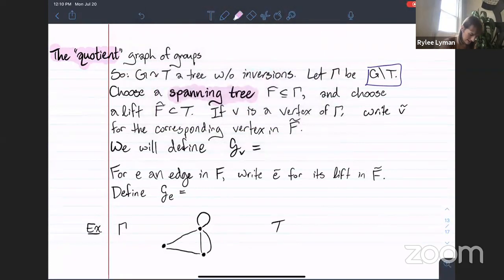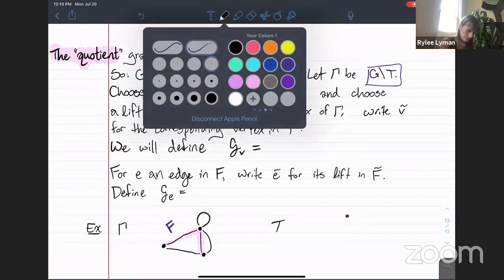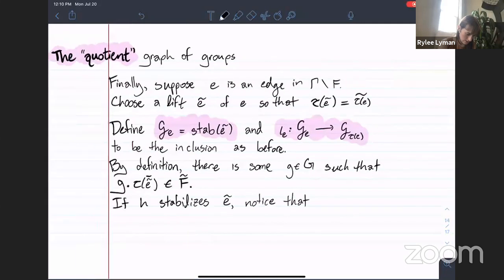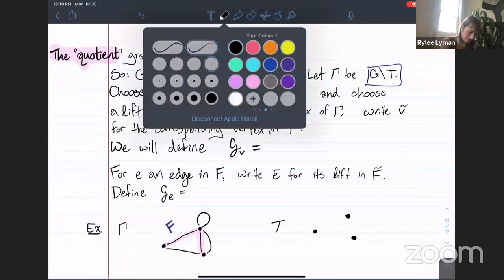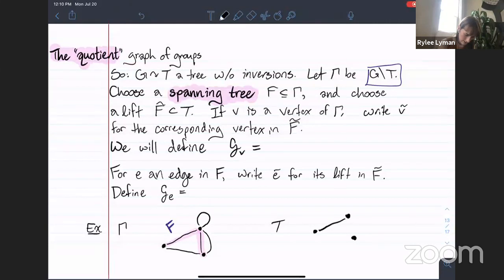And so what that is, it's a subgraph which is a tree, and it contains every vertex. Okay, so here's maybe a spanning tree. Notice that it contains every vertex, and it contains none of the loops that the graph has. Okay, so I'll let this be my spanning tree F. And then in my tree T, just because gamma is the quotient, I know that I can lift F to a tree inside of T. So I'll call this F tilde, and I will highlight it.